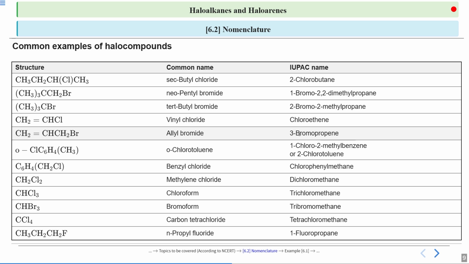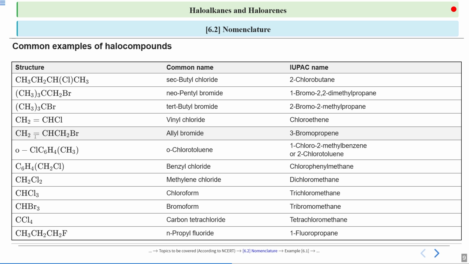3-bromo propene, because at the third position we have double bond, right? No, at the third position we have bromine, and here we are considering the double bond as more important for getting the lowest possible number, because this is the rule. You have to give the lowest possible number to the double bond even if a halogen is present.